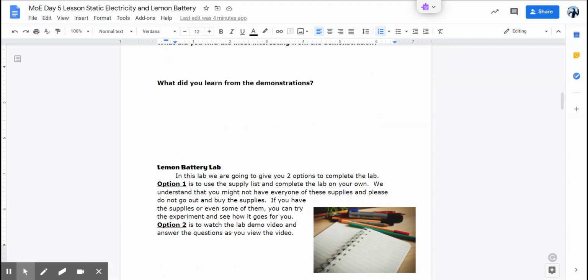All right, next we have what, again, would normally be a lab we do in person, which is the lemon battery lab. And there's actually 3 mini labs inside of this.